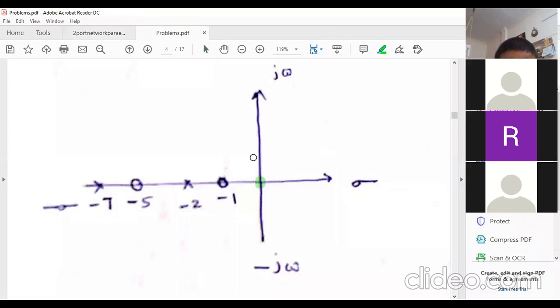Plus j2 means, let us assume this is the 1 and this is the 2. So here I have the 0, and at minus j2 here I have another 0. These green symbols represent the zeros. So all the zeros are on the imaginary axis of the S plane. At the same time, I will mark the poles.